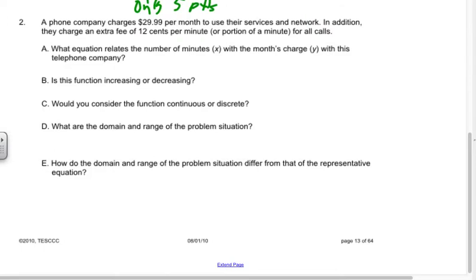So here you come back in. You notice that they're going to charge $29.99 per month, so that's a flat fee. And then they've got 12 cents per minute, or a portion of a minute. So let's come in, we need to write an equation. So that's going to be y equals, all right, we're going to add that at the end. And we've got 12 cents per minute.